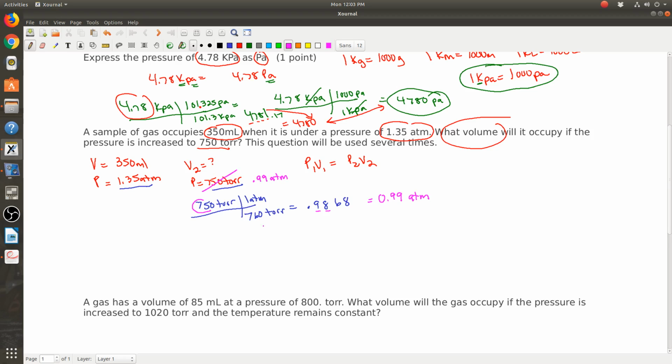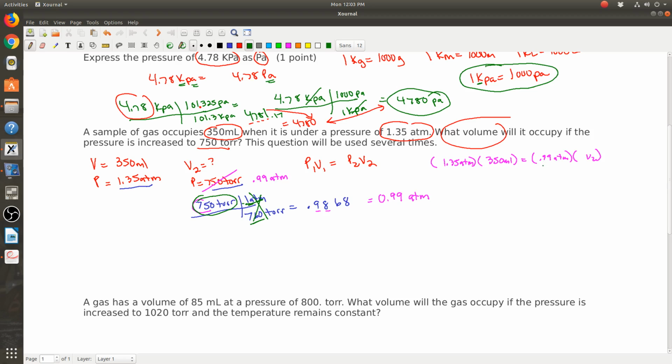Okay? So now I'm going to put them into P1 and V1. So P1 is 1.35 atmospheres. V1 is 350 milliliters. P2 is 0.99 atmospheres. And V2 is the question. Now, let me point out something here. When you're doing this unit conversion, you do not use these significant figures. These are not significant figures. These are definitions. The significant figure comes from this value here, which is the measured value. So you had to have 2 sig figs.